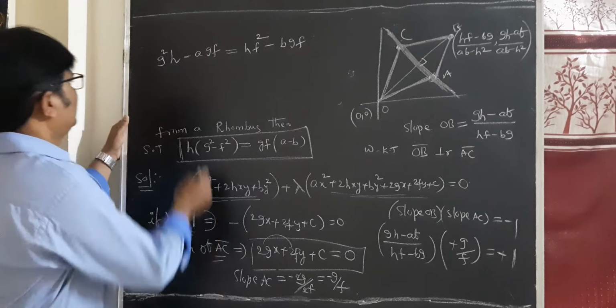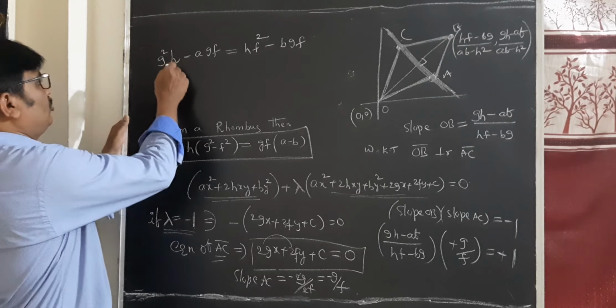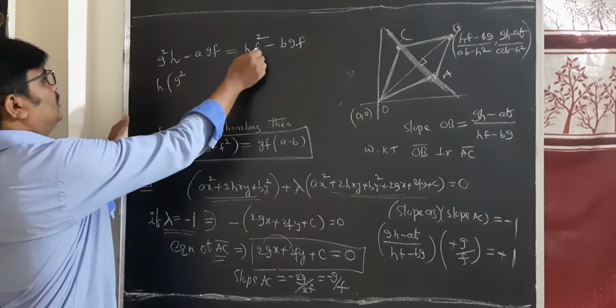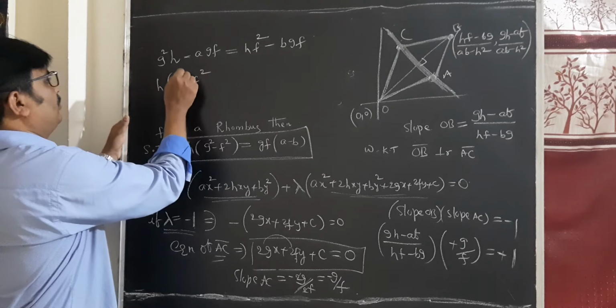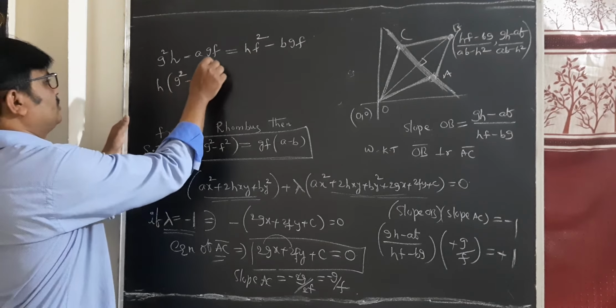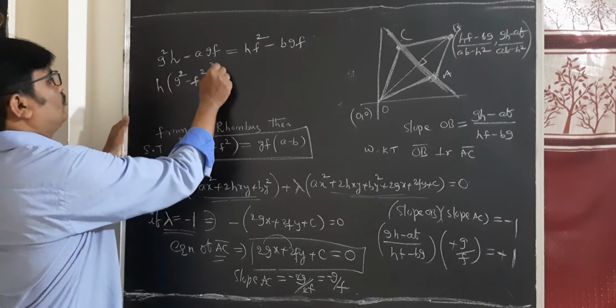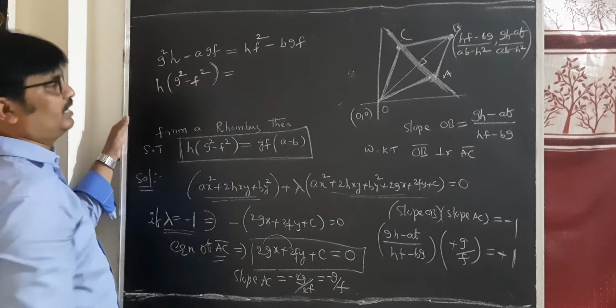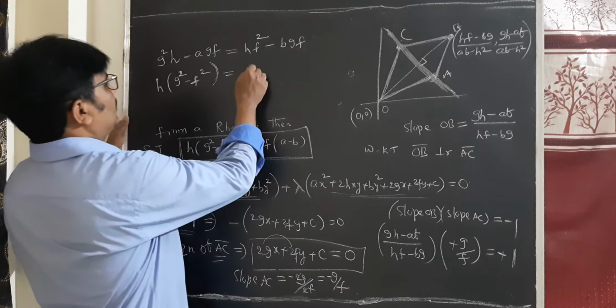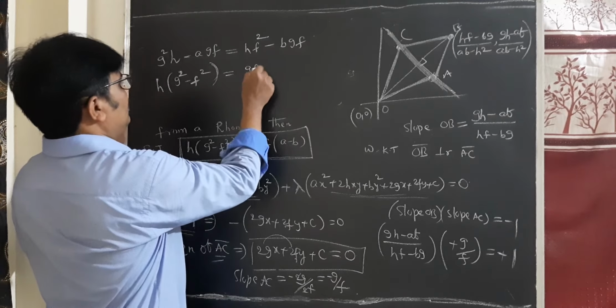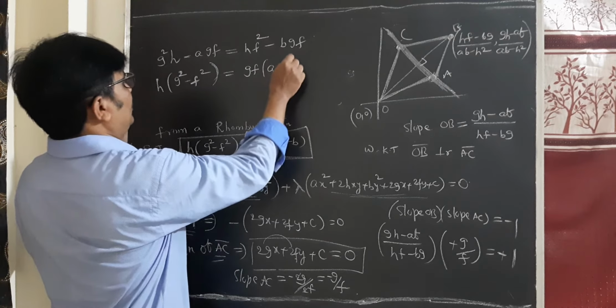Now students, here we are taking H as the common factor, G square minus F square. G square minus of F square equal to, students, the minus of A sending to the other side plus A, that is GF into A minus B.